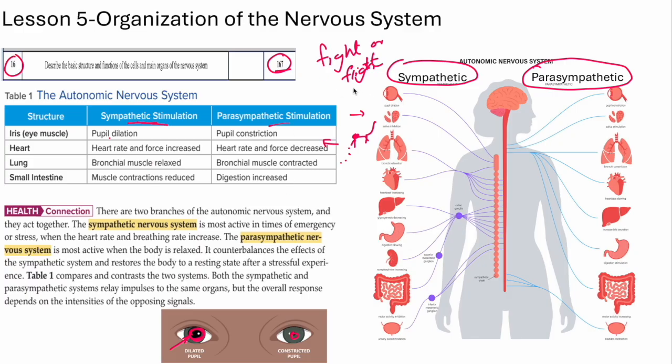And what about the heart rate? So when you are in fight or flight response, your heart is going to beat faster, right? So the increased force of heartbeat you can see in the sympathetic nervous system, and in the parasympathetic nervous system the heart rate will be decreased, right?